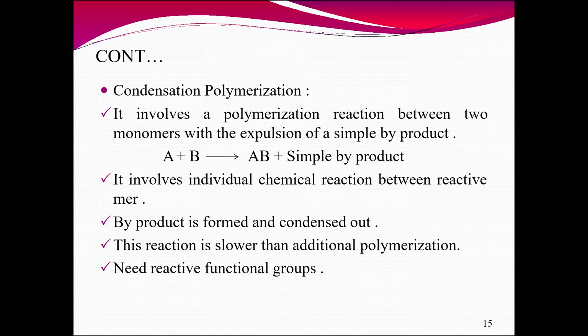And the second type is condensation polymerization. It involves a polymerization reaction between two different monomers with the elimination of simple byproducts like water, ammonia, etc. In this case, the two different monomers A and B combine to form AB with the elimination of a byproduct. It involves individual chemical reactions between reactive monomers. In this case, the byproduct is formed and condensed out. The reaction is slower than addition polymerization, and it needs a reactive functional group.